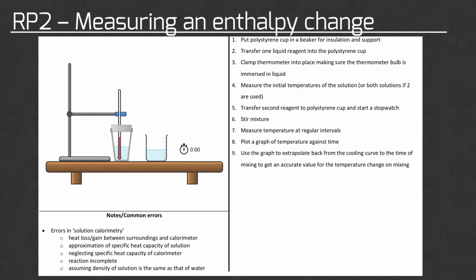We don't consider the specific heat capacity of the calorimeter itself, i.e. the polystyrene cup, so the impact of any heat being absorbed into the polystyrene cup. It's possible the reaction might not go to completion, so there could be some unreacted starting material left, therefore any values we use using moles of product or moles of reactants used won't be entirely accurate. And we're assuming the density of solution is the same as that of water, and whilst it'll be close, the density obviously won't be exactly that of water. So be aware of those common mistakes which you might need to state in an exam question.